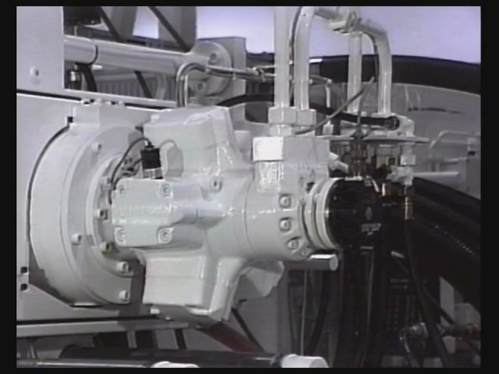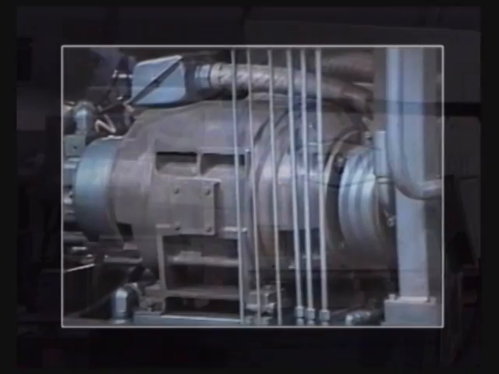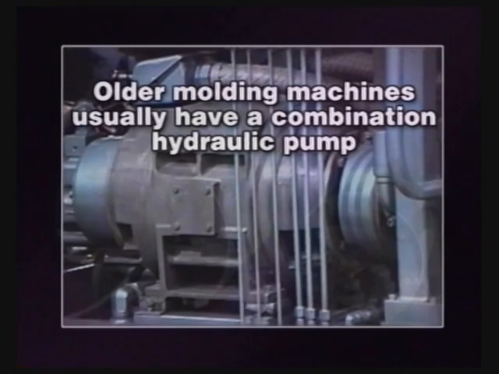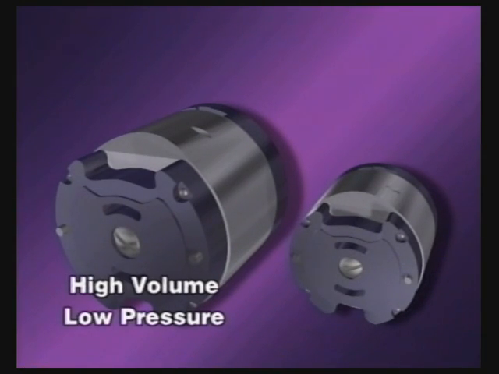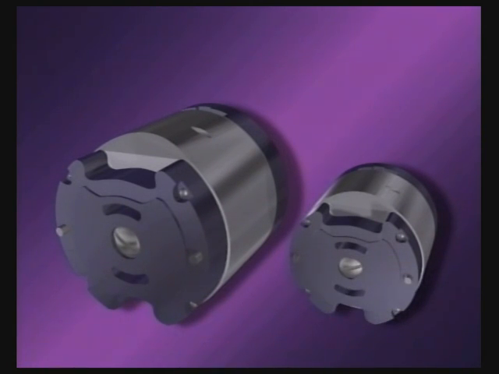A molding machine's hydraulic design dictates your molding process. Older machines usually have a combination hydraulic pump. This pump includes a high-volume, low-pressure pump and a low-volume, high-pressure pump. The high-volume pump allows for fast, steady forward movement of the screw. The low-volume pump handles the packing of the part.